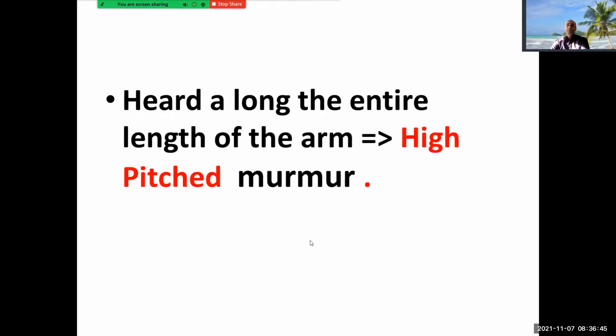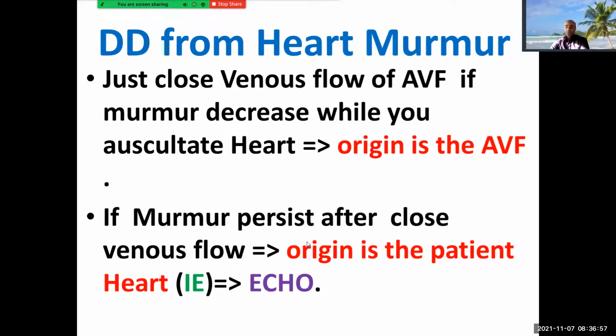When you are listening, listen along the whole arm and the heart, please. Listen along the entire length of your arm, all the body of the fistula, the blood going to the heart, to hear any abnormal murmur. To differentiate whether this murmur came from the fistula or from the heart, try to occlude the body of your fistula or the cephalic vein, the blood outflow of the fistula, and listen for a murmur over the heart.